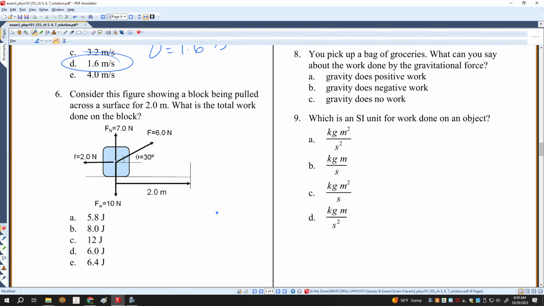All right, I want to know what is the total work done on this block. This force does no work, and this force does no work. Now this force, only the x component, that will be 6 cosine of 30, does work. And so the total work is going to be equal to that 6 cosine of 30, that's the x component, times the distance, which is 2 meters, minus 2 newtons times 2 meters. That's this force. It does negative work because it's in the opposite direction. And that's equal to 6.4.